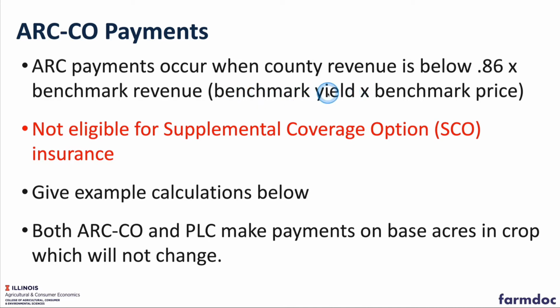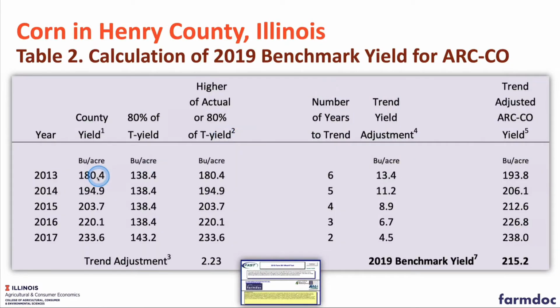This benchmark yield is a 5-year Olympic average. Here's what that looks like for Henry County. This is the county yield for Henry County for 2013 through 2017. This is lagged 1 year. This time, though, it is trend adjusted, which is the trend for Henry County, is 2.23. They multiply that by the number of years that we go back. In this case, the 2013 yield is 6 years back. We get a 13-year trend adjustment, and that comes up with 193, which is 180 plus 13.4. Our benchmark yield is 215.2.